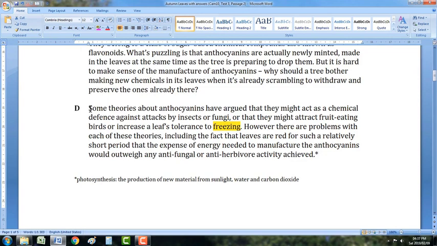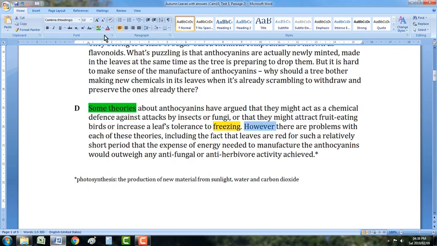So some theories about these red pigments have argued that they might act as chemical defense by insects or fungi, or that they might attract fruit-eating birds or increase a leaf's tolerance to freezing. So they've given some theories. Let's just do the linking language. How many theories did they give? Three. One, act as chemical defense. Two, attract fruit-eating birds. Three, increase tolerance to freezing. So it's a list sentence: one, two, three things, three theories.